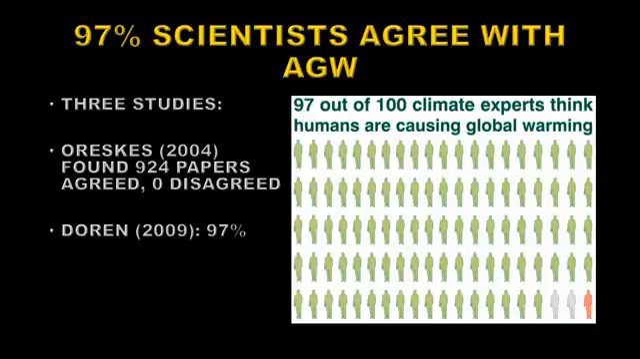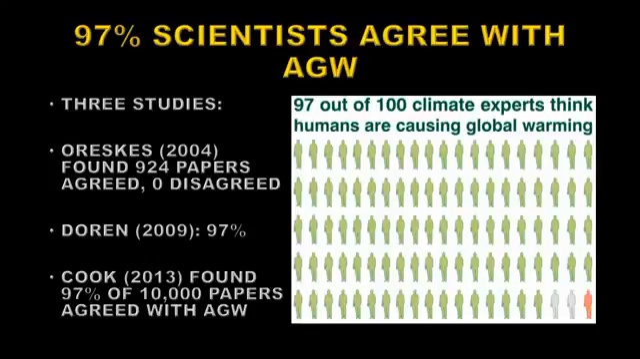Another study in 2009 found that 97% of climate scientists agreed that the Earth was warming and it was largely human caused. The most comprehensive study was done by Cook in 2013, which found 97% of 10,000 papers agreed with the anthropogenic global warming theory. And it wasn't just that: 97% agreed, 2% weren't sure, and only 1% disagreed. So this 97% figure is not a measure of a vote, but a measure of how comprehensive and how overwhelming the evidence for anthropogenic global warming is.